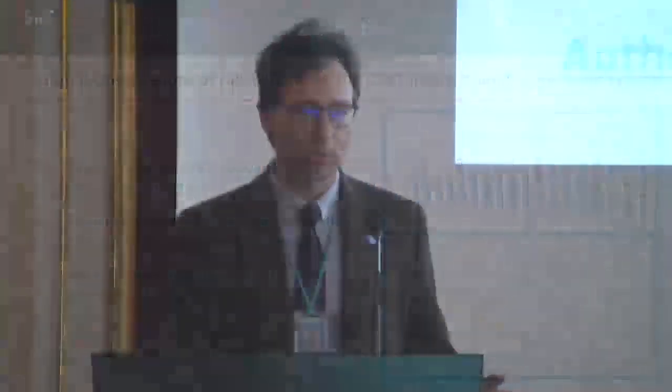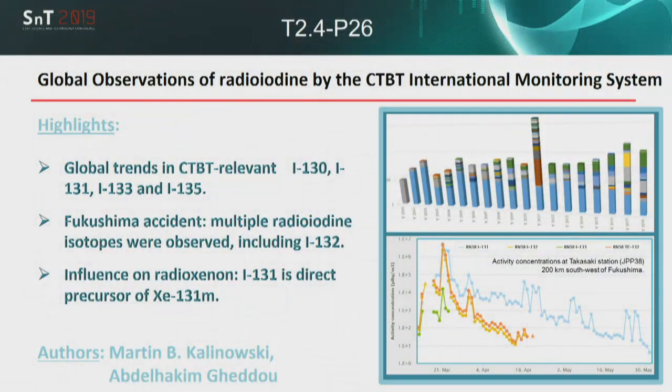So what do we learn from this? A lot of these detections followed the Fukushima event, so there is a lot we can learn, or the community learns from this. But also, radioiodine-131 is a precursor of xenon-131m, and therefore it is very important to understand its sources if we want to understand the radioxenon detections. Thank you.